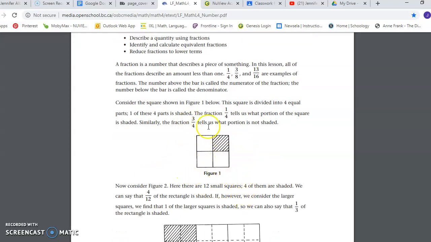So here we have this square, and they broke it up into 4 sections. 1, 2, 3, 4. And how many sections you have, that's going to be the bottom number of your fraction. The part that's shaded in or has the lines is your top number. So you only have 1 out of the 4 that's shaded, so 1/4. This is what they tell you right here, sorry, 1/4.